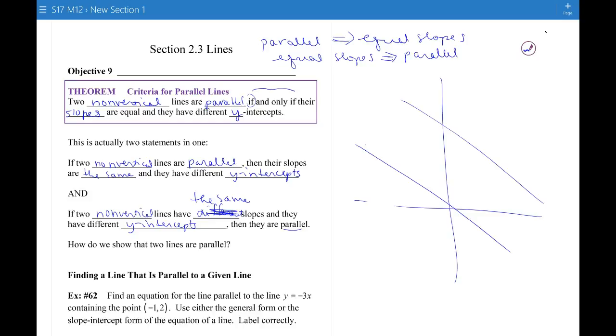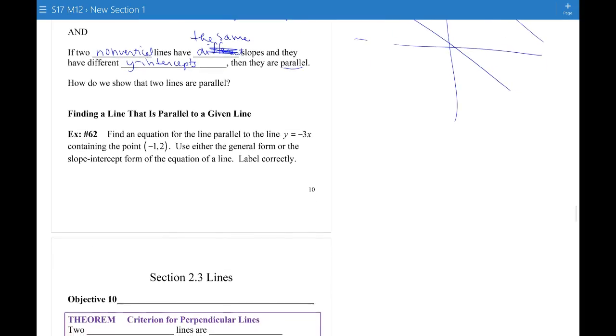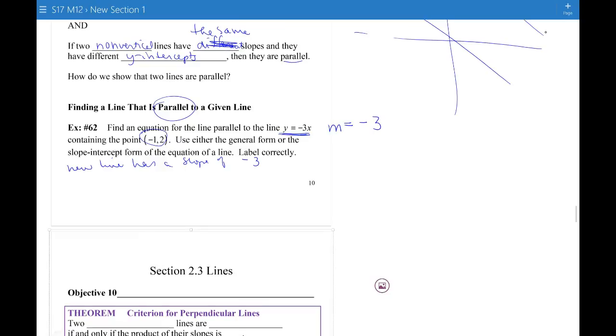So how do we actually show that two lines are parallel? We have to show that their slopes are the same. So find an equation for the line parallel to the line y equals negative 3x. So my slope is negative 3. So for a parallel line, my new line has a slope of negative 3. And it needs to contain the point (-1, 2). Well, let's use the point-slope form of the equation of the line to get it. So it's going to be y minus 2 equals negative 3 times x minus negative 1.